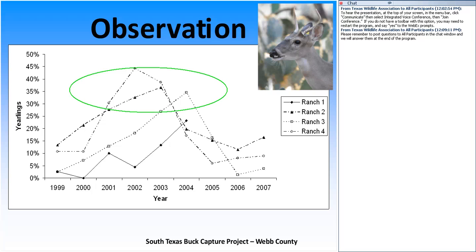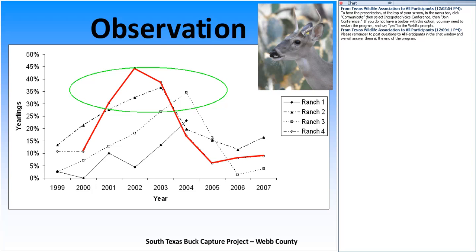And so we told the helicopter pilot to go out and capture the first buck you see, and then, after we get our hands on it, then go back up and capture the next buck you see. And so essentially capturing bucks at random was the idea. And you can see this huge variation in the proportion of yearling bucks in these herds.